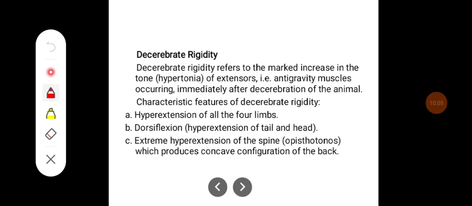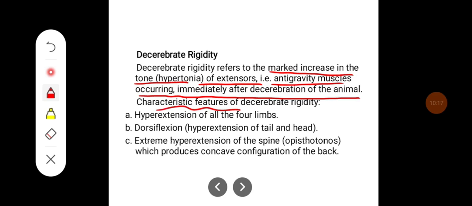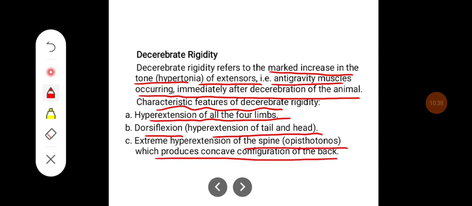Decerebrate rigidity. Decerebrate rigidity refers to the marked increase in the tone of extensors, that is anti-gravity muscles, occurring immediately after decerebration of the animal. The characteristic feature of decerebrate rigidity is hyperextension of all four limbs. There is dorsiflexion, that is hyperextension of the tail and head, and extreme hyperextension of the spine, that is opisthotonos position occurs, which produces the concave configuration of the back.